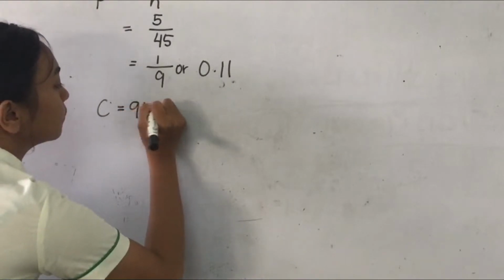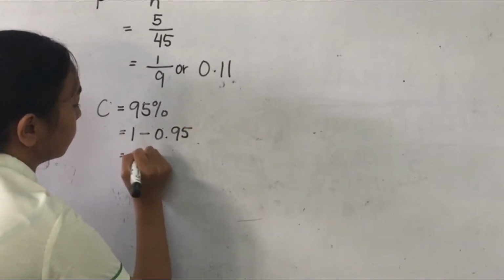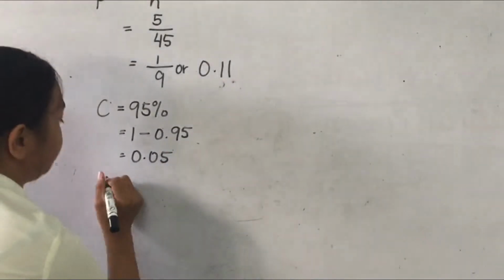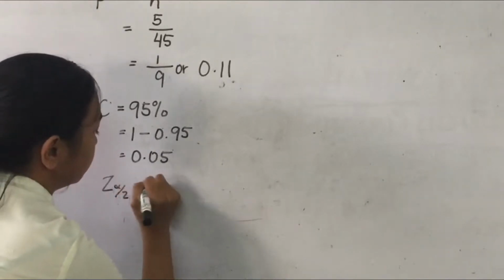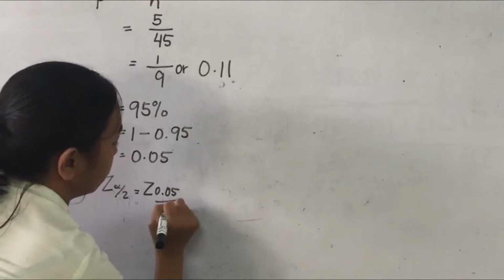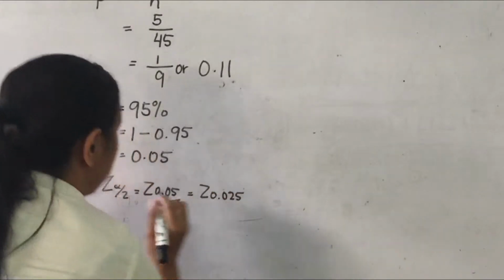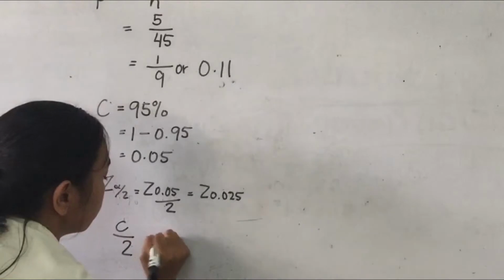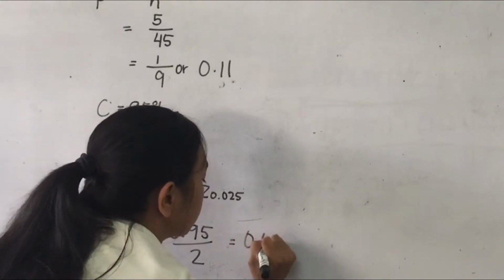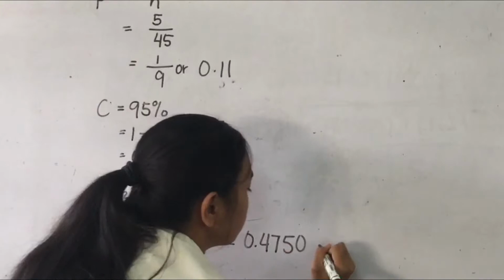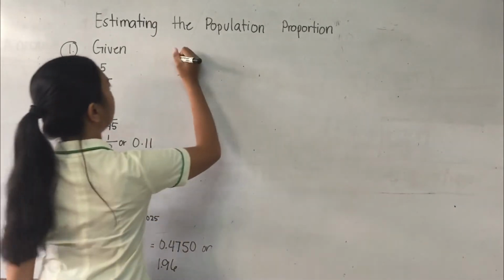Our confidence level is 95% or 0.95. Finding alpha, the formula is 1 minus c, which is equal to 0.05. Our z alpha over 2 here is z of 0.05 over 2, which is equal to z of 0.025, which corresponds to the table value of c over 2, which is 0.95 over 2, which is equal to 0.475. Using the z table, our z of 0.025 is equal to 1.96.